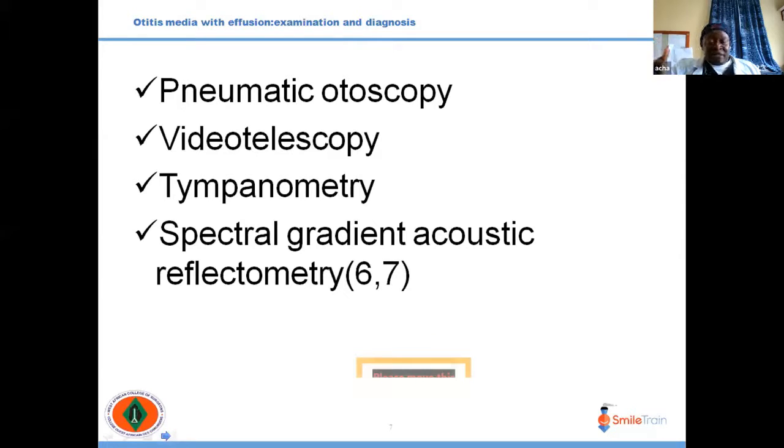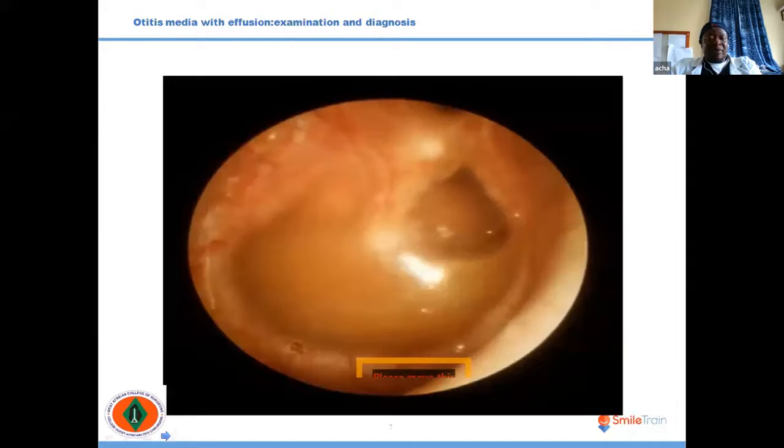The reason why this test is more advanced and more accurate is because some people have difficulties examining a small child, a child that is less than 1 year. But with spectral gradient acoustic reflectometry, it is an easy and straightforward test, and it gives better results. Once you have established this on examination, this is what you see on your otoscope. Even though in some cases the tympanic membrane may not be as reddish as this one, you can see fluid behind it. Normally, this fluid behind the tympanic membrane is sterile.